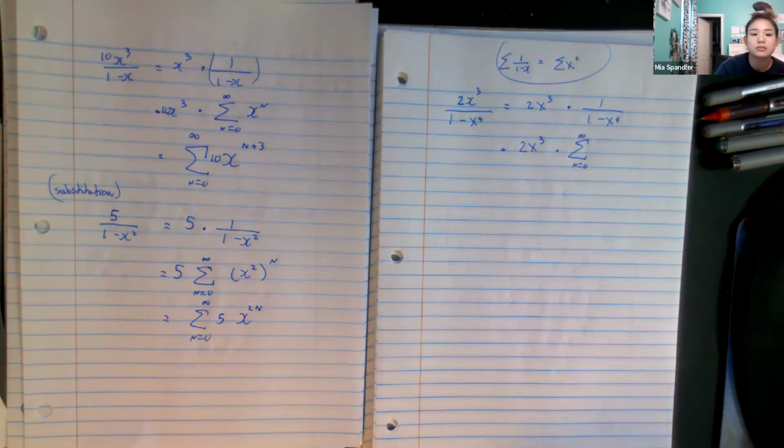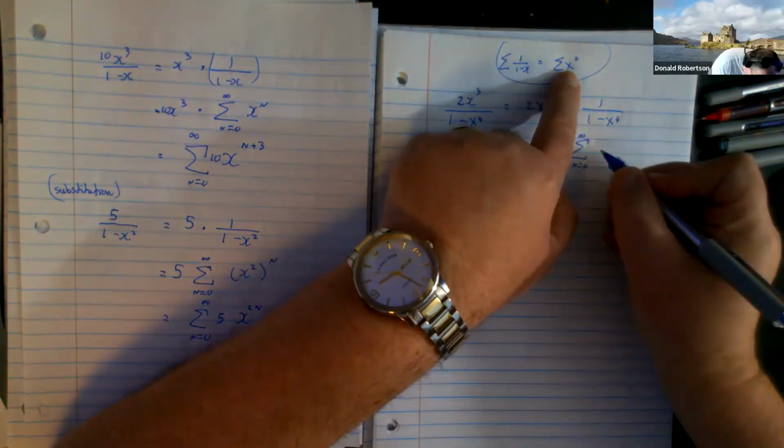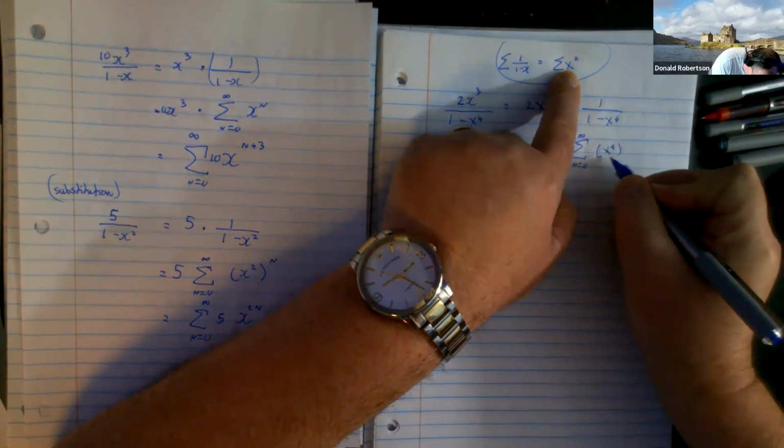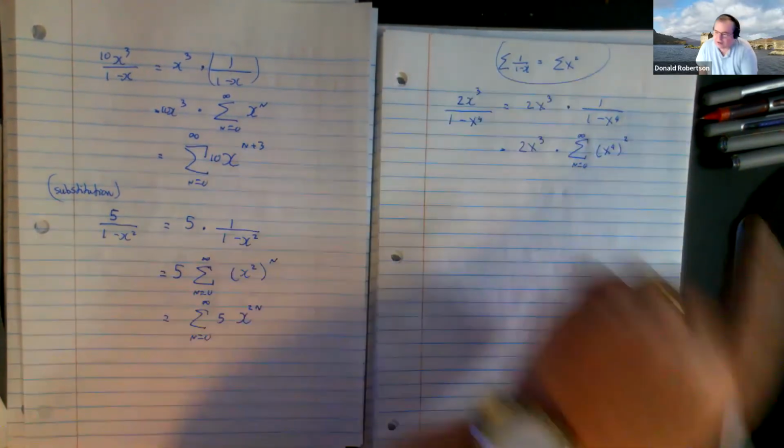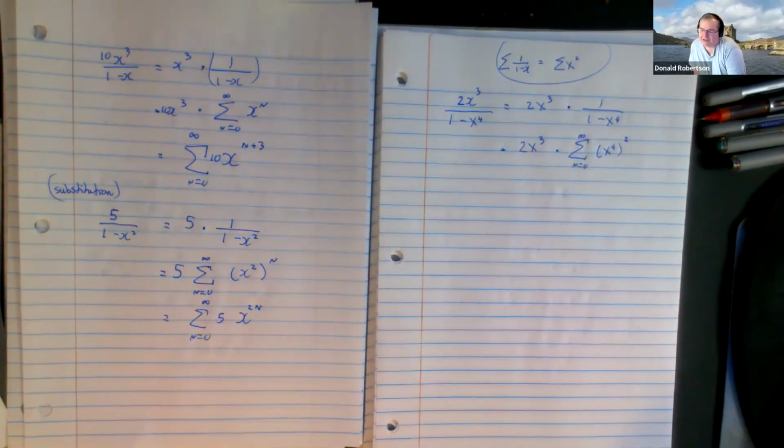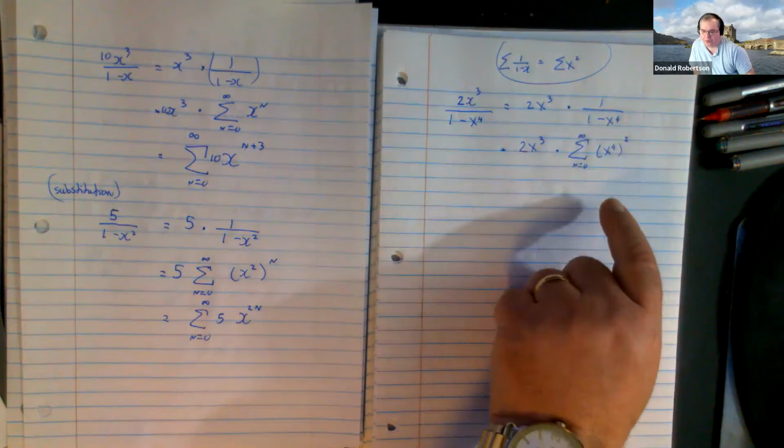X to the 4. Right. And the x to the 4 is here, squared. Aren't you looking at x here as a placeholder? It's just a place where things go, right? 1 minus x is just 1 minus, put something here. So if you put x squared here, you get this one. If you put x to the 4 here, don't you get this one?